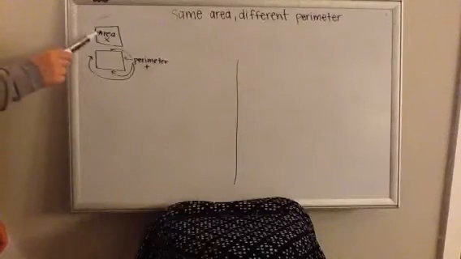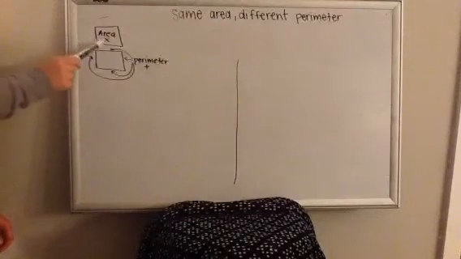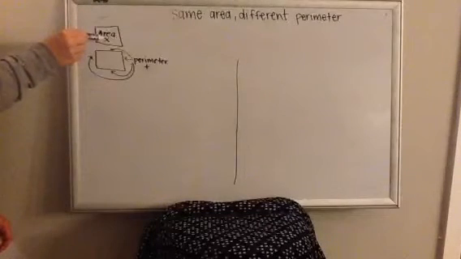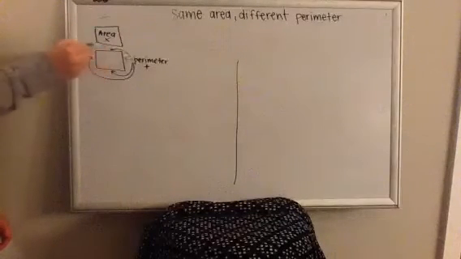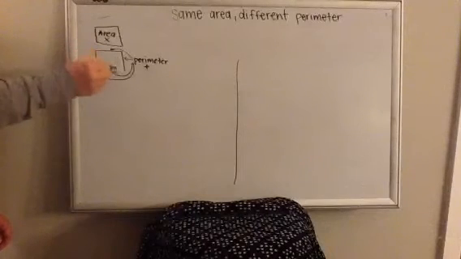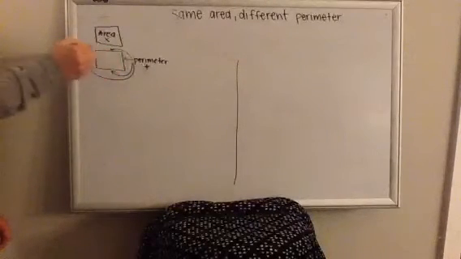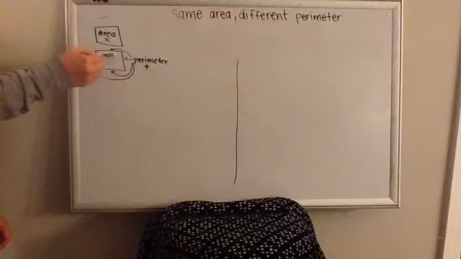So the area is that invisible array of squares inside. So we use multiplication to find that. Perimeter is the sides around, the distance around a space. So we just use addition to add those up, because we're not doing anything with the middle here.